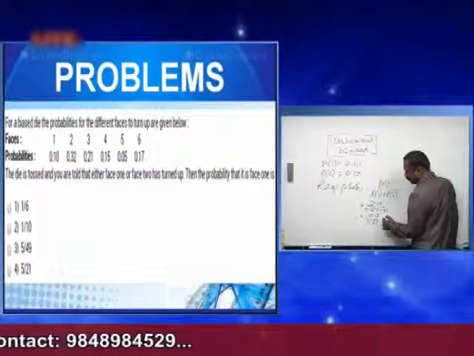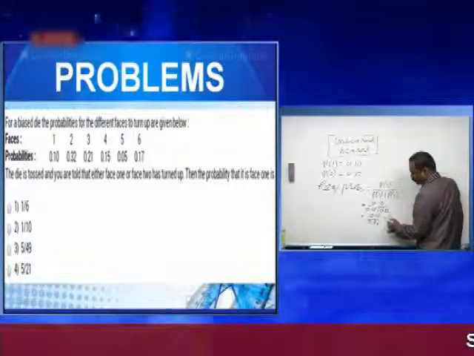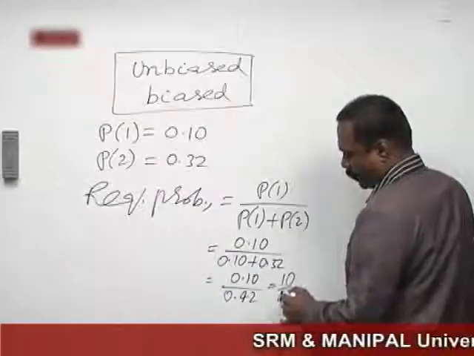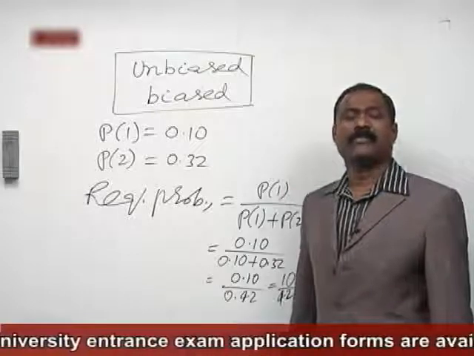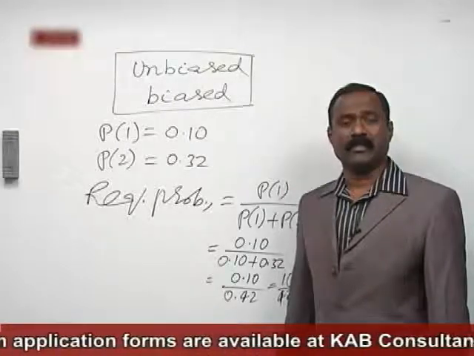What should it be now? It is 10 upon 42. 10 upon 42, you can simplify that. It is nothing but 5 upon 21. 5 upon 21. Understand that.